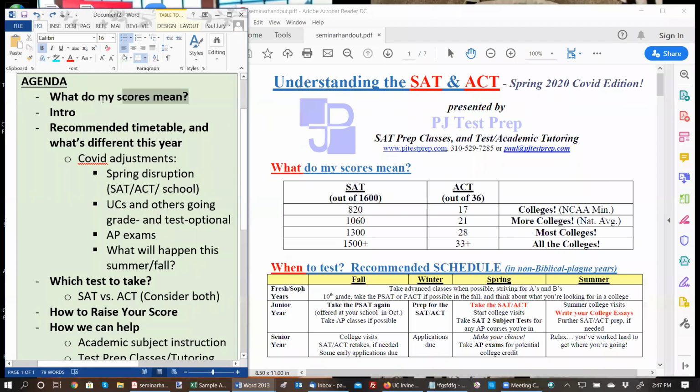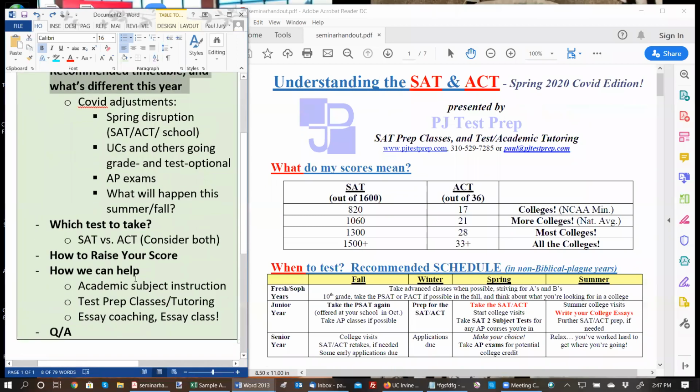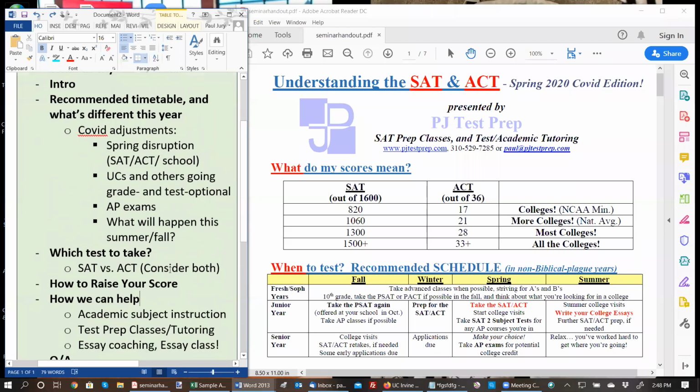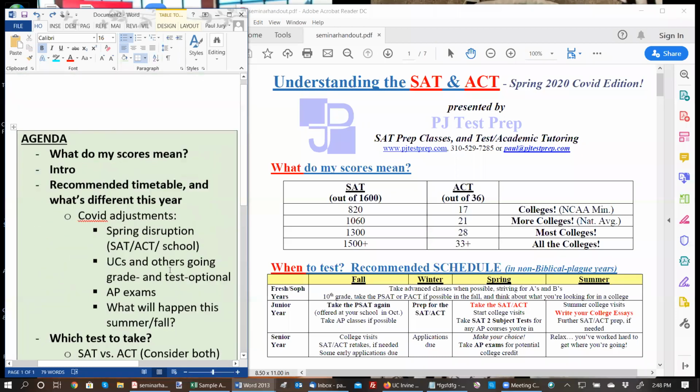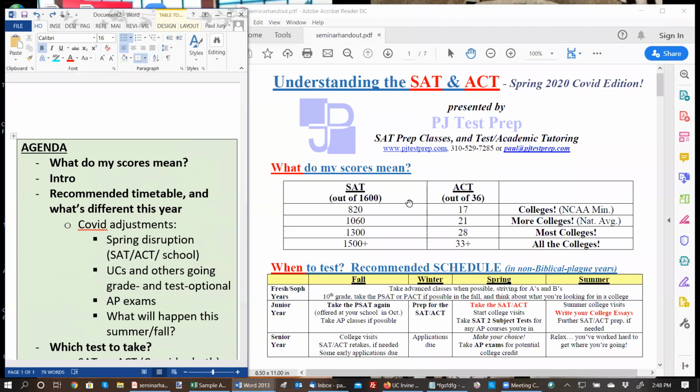First, we're going to start by going over what these scores mean. I'll show you that in a second. We'll then get into a quick intro, talk about some breaking news of everything that's going on this year and how that's going to change things. Then we're going to proceed into really the fun stuff, which is which test to take and how to raise your score, how to maximize this thing as much as you possibly can. And we'll end with some ways that we can help, and of course, Q&A if you guys have any at the end, where those speakers will really come in handy.